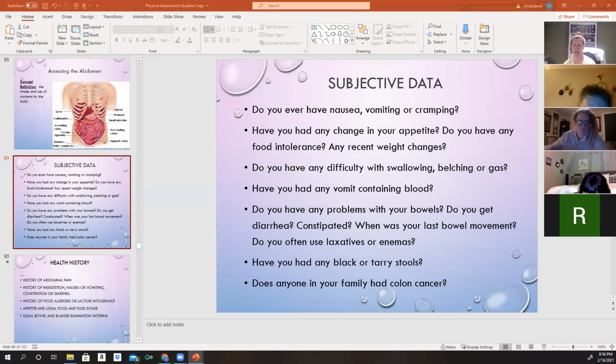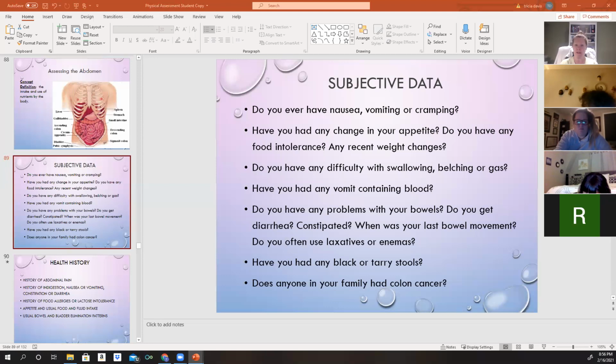Is this impacting them from a nutritional standpoint? Because now they're losing weight. Do they have any difficulty swallowing? Is it that they can't tolerate their diet or they just can't even get their food down? After they eat, do they have a lot of periods of belching, gas, or bloating? Have they noticed any blood in their stool, any blood if they've been vomiting?